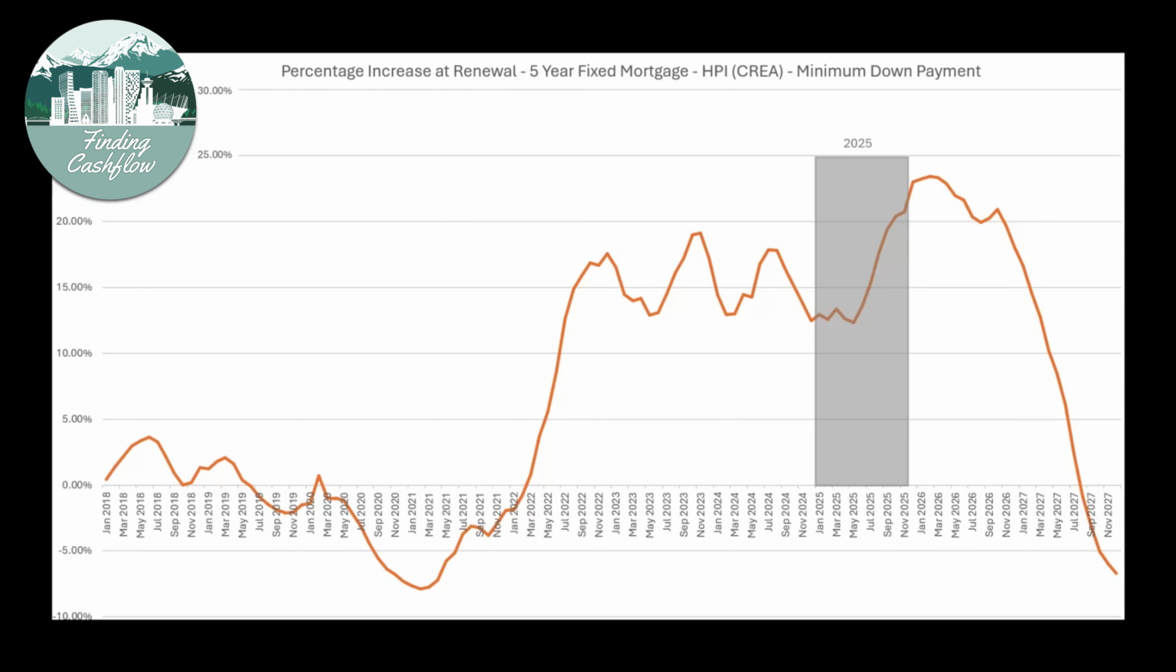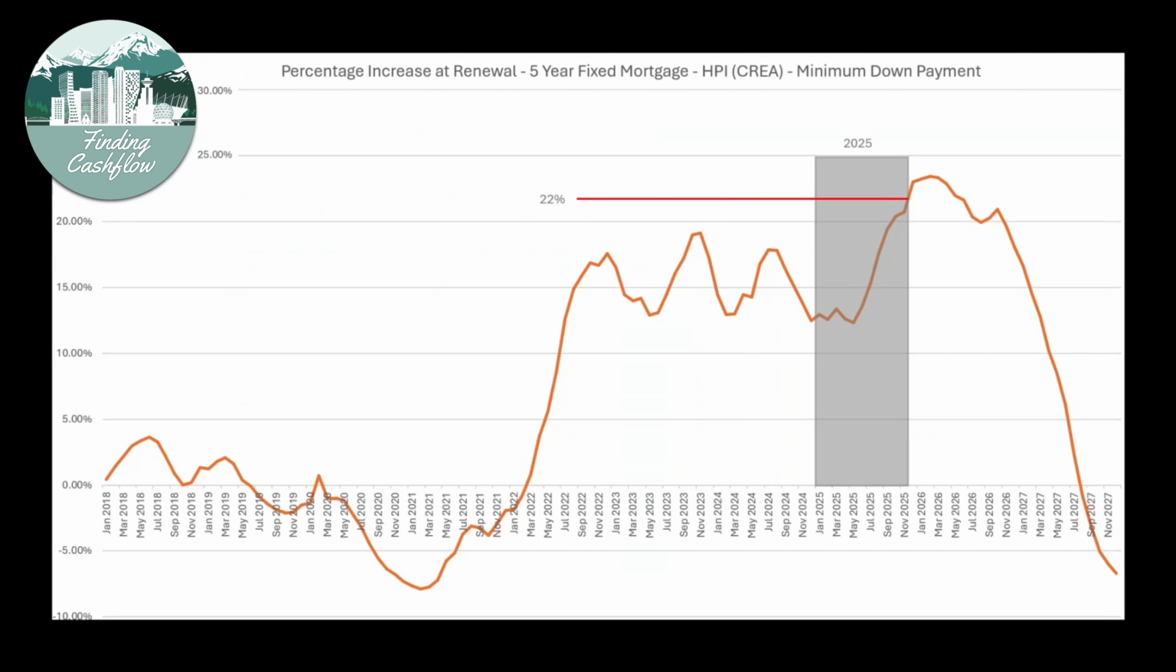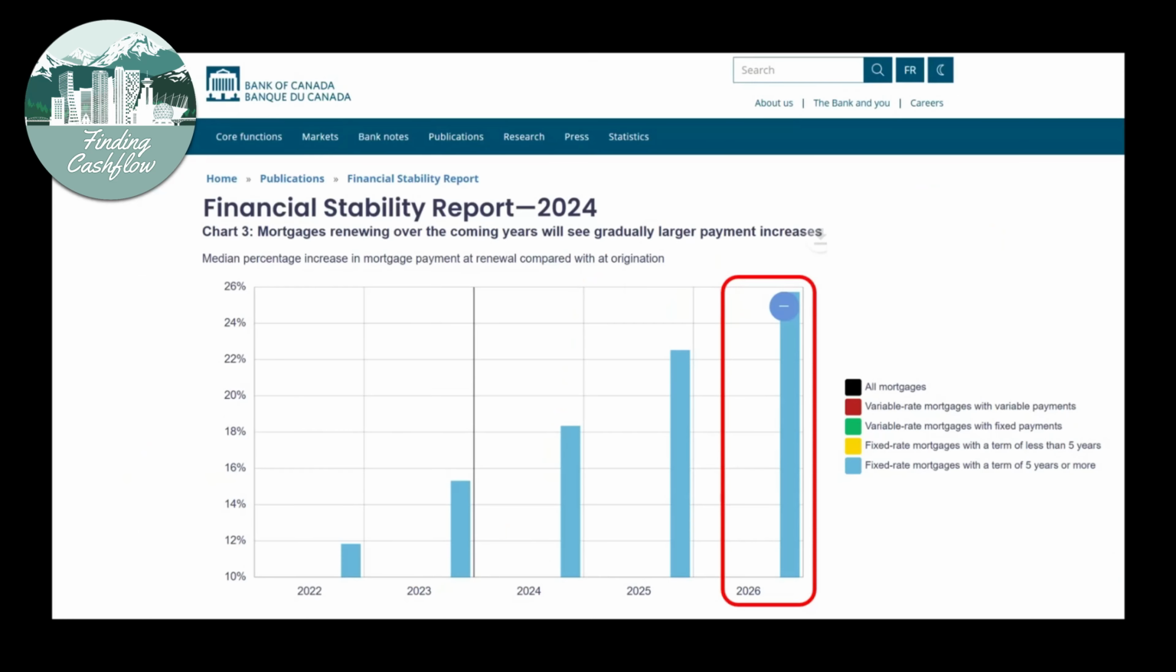The grey shaded area is this year, 2025. And we can see that the Bank of Canada back in 2024 had predicted that the maximum increase in the 5-year fixed rate mortgage in 2025 would be roughly 22%. And we can see from our calculations, where we now know the interest rates in Canada throughout the entirety of 2025, that the Bank of Canada were extremely accurate with their predictions. We can then see that the Bank of Canada predicted that the percentage increase in the 5-year fixed mortgage rate would be even larger next year in 2026.